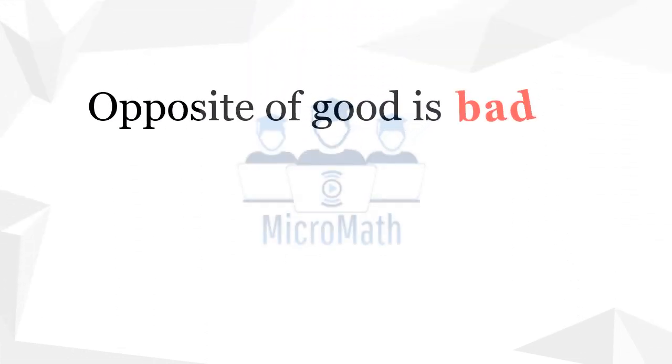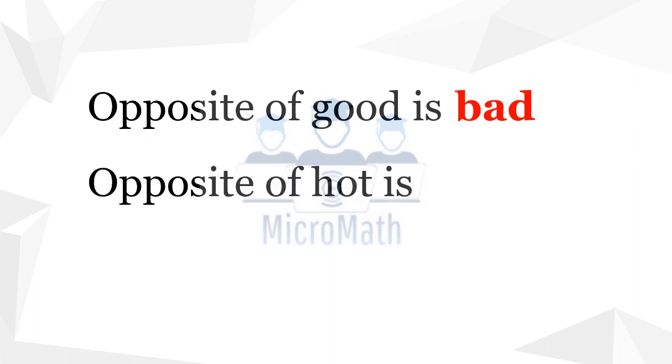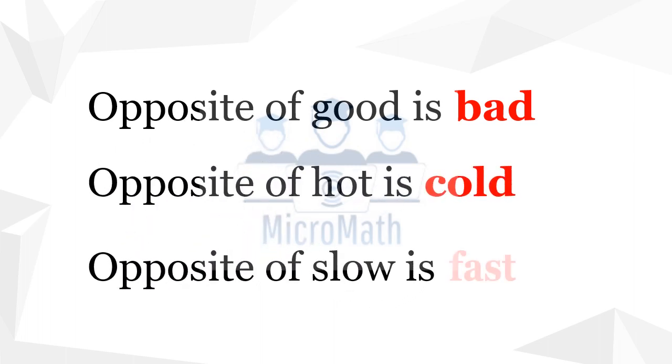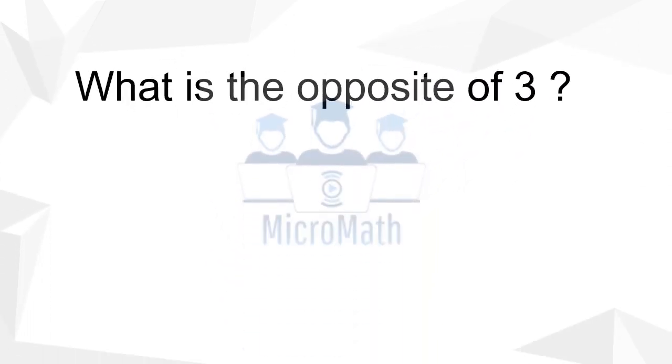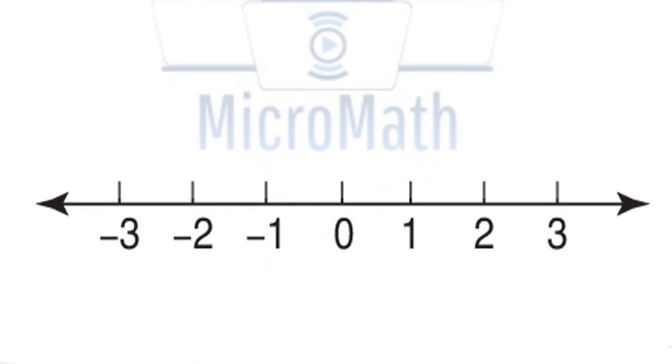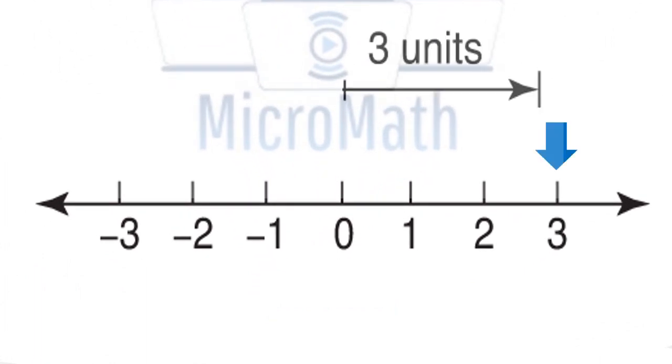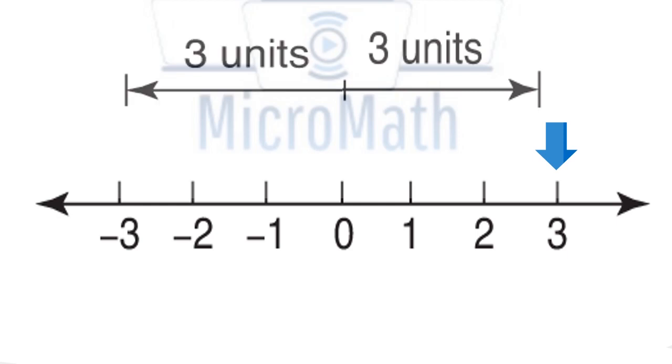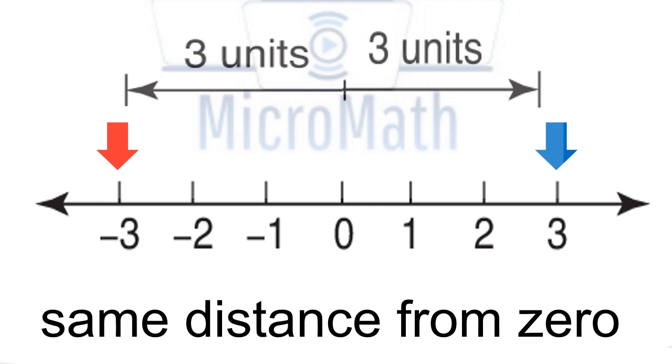We all know the opposite of good is bad. Opposite of hot is cold. And the opposite of slow is fast. What is the opposite of 3? If you look at the number line, 3 is 3 units away from the 0 from the right side, and if you move 3 units to the left side from the 0, you reach negative 3, which is the opposite of 3, and 0 is acting like a mirror here.